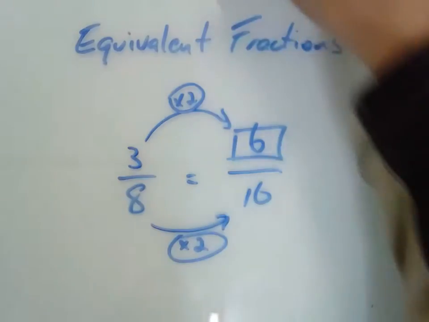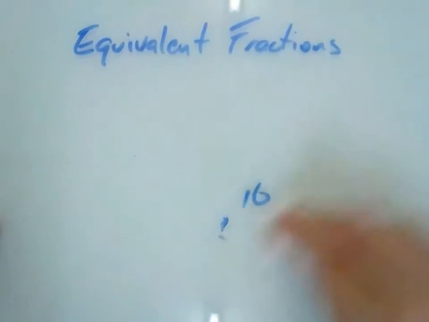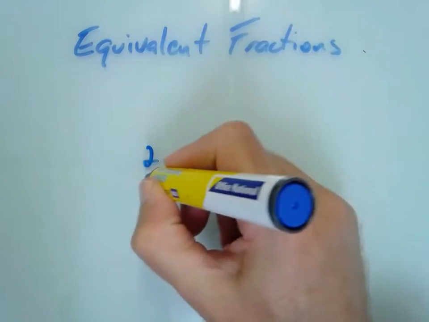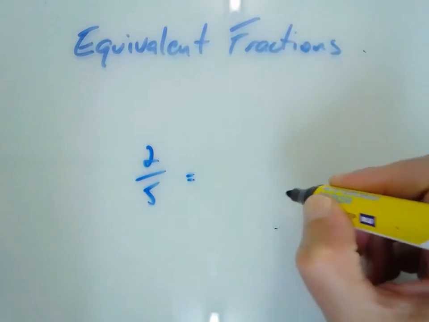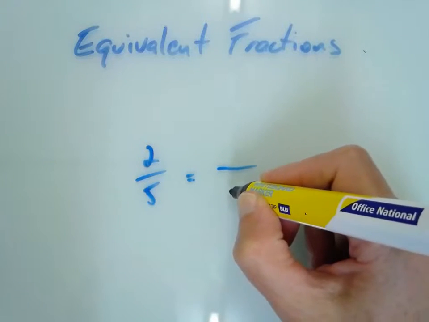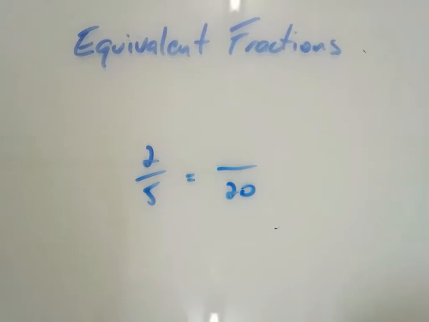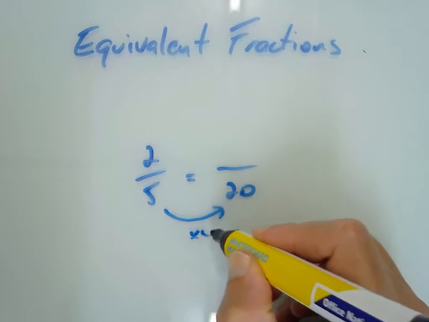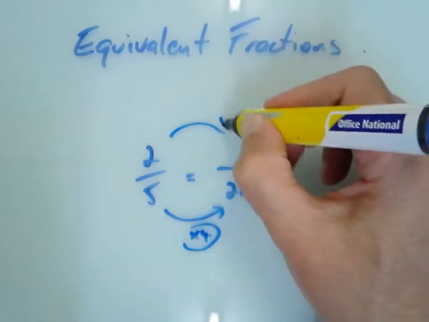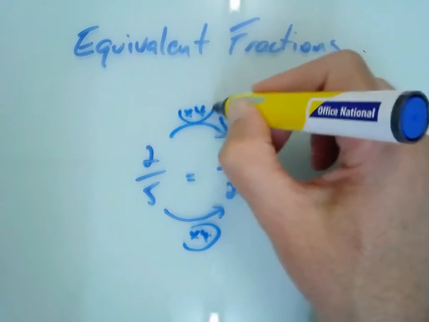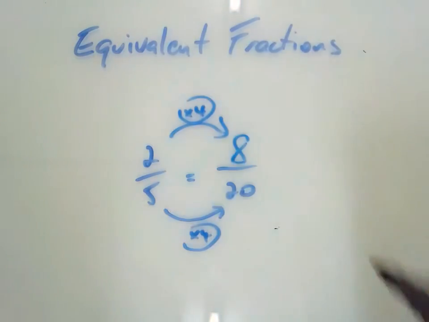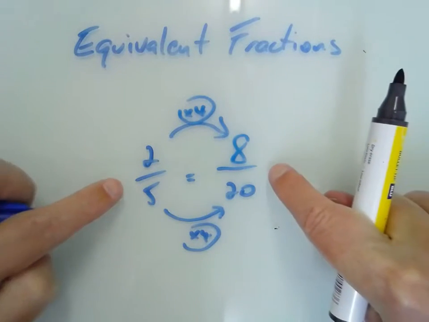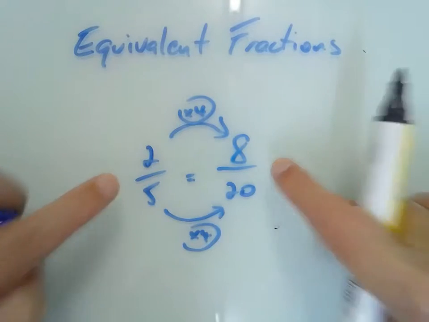They're equivalent fractions. One more. 2/5, let's go on 20ths. So I'm going to go 5 times what is 20? 5 4s. What I do to the bottom, I do to the top. 2 4s are 8. 2/5 and 8/20 are the same value.